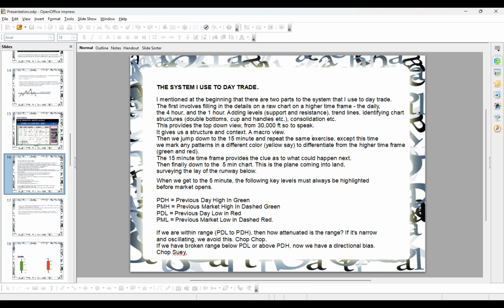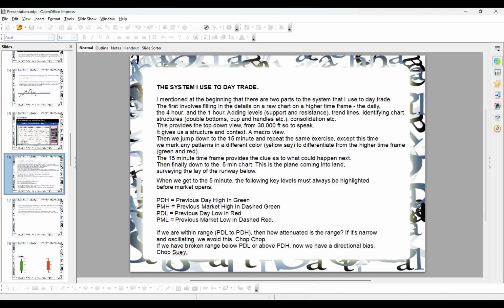you're out of range. Now, I also like to mark the previous market or the overnight low and the overnight high because these can also give us an indication as to, if we've moved either up or down, how extended was the move? And also, when the market opens, is the price action correlating with what happened pre-market as well? So that's an important consideration.